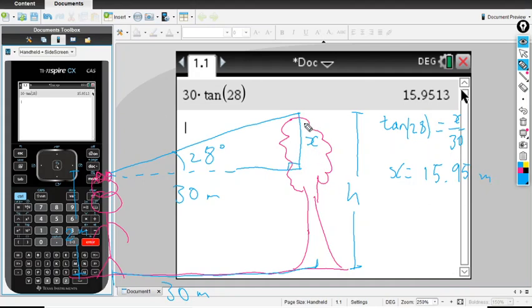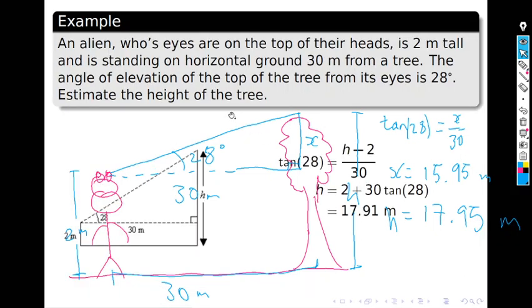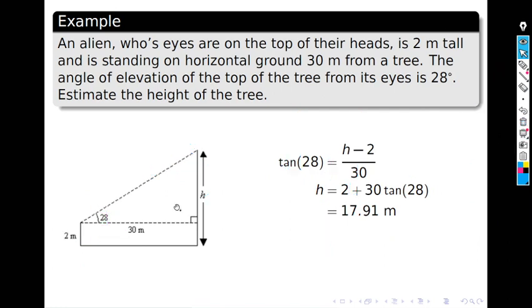Meters. So that's x. Clearly my diagram is not to scale because this is 15.95 and the bit in here is 2 meters. So yeah, not to scale, but h is just going to be x plus 2, right? Plus the height of the alien. So it's 17.95 meters. Let's have a look at, yep, well, 0.91, very similar answer, isn't it? And that is that.